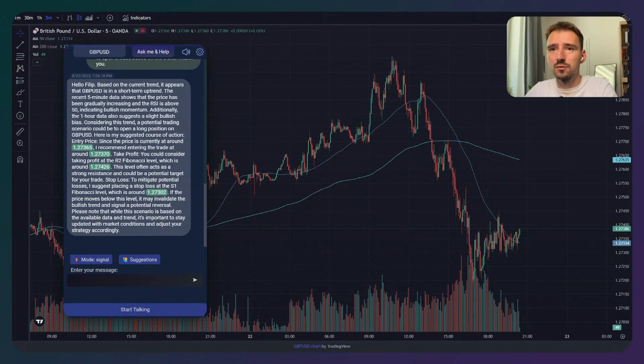That acts as a strong resistance and could be a potential target for your trade. Stop loss. To mitigate potential losses, I suggest placing a stop loss at the S1 Fibonacci level, which is around 1.27302. If the price moves below this level, it may invalidate the bullish trend and signal a potential reversal.